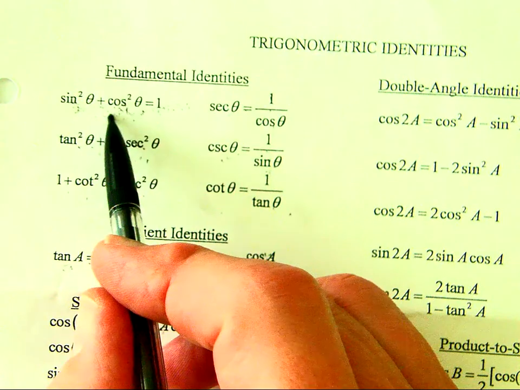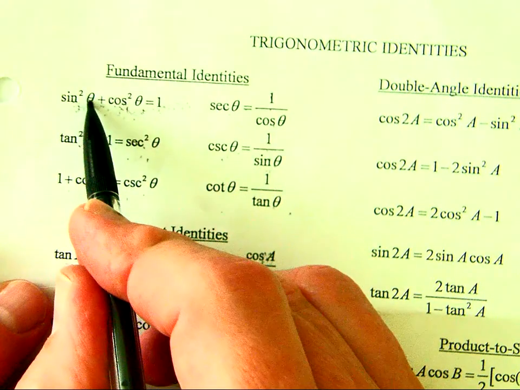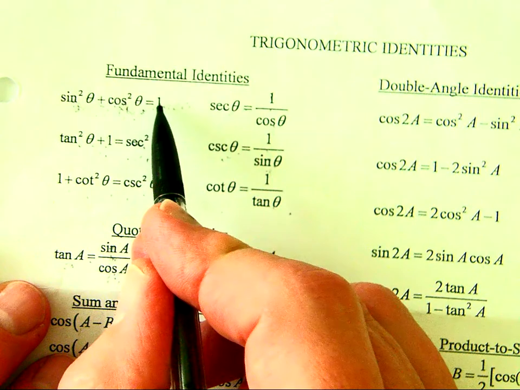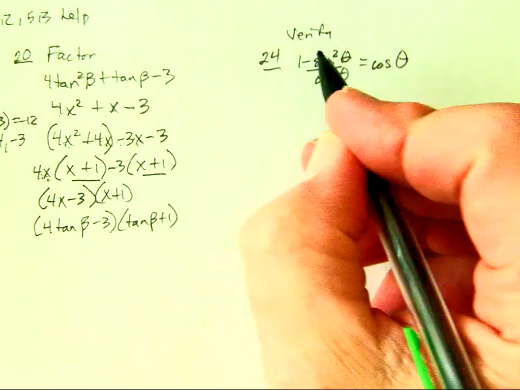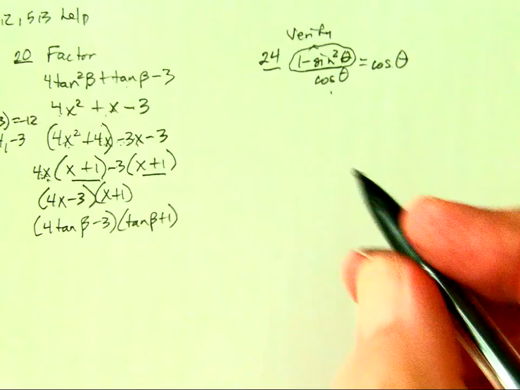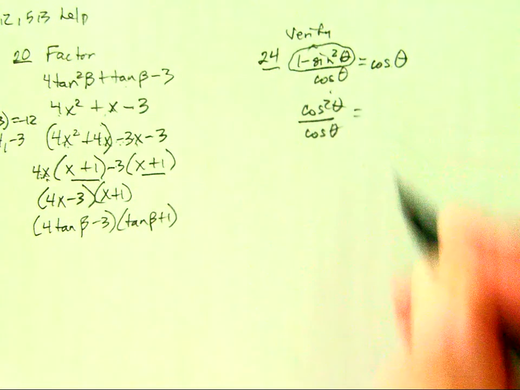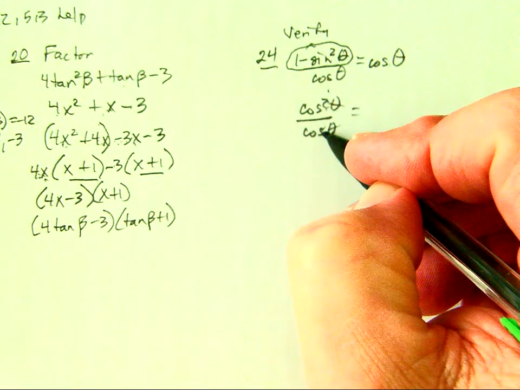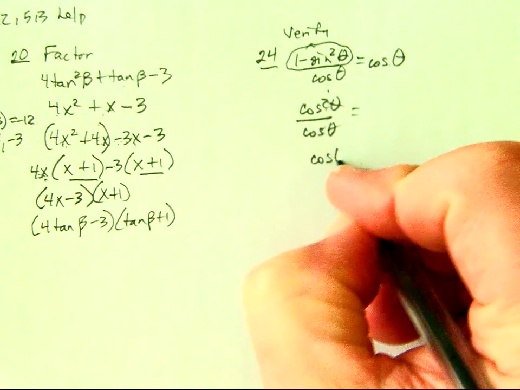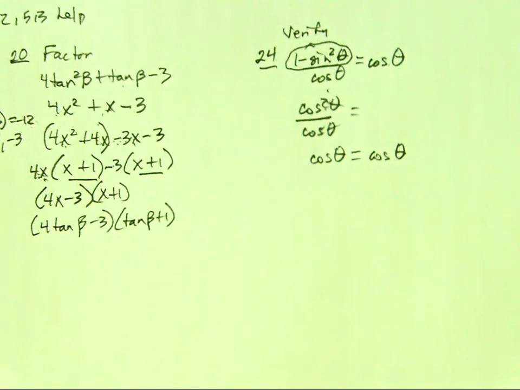Well, one of our identities, that very first one we had, says sine squared plus cosine squared equals 1. Well, if I moved the sine squared to the other side, I'd have 1 minus sine squared equals cosine squared. So on this top, 1 minus sine squared, we can replace that with cosine squared. So now we have that. Well, now we can divide top and bottom by cosine. If we divide the top by cosine, we just get cosine. To get the bottom, we just have 1. So now we're right here and we're finished.